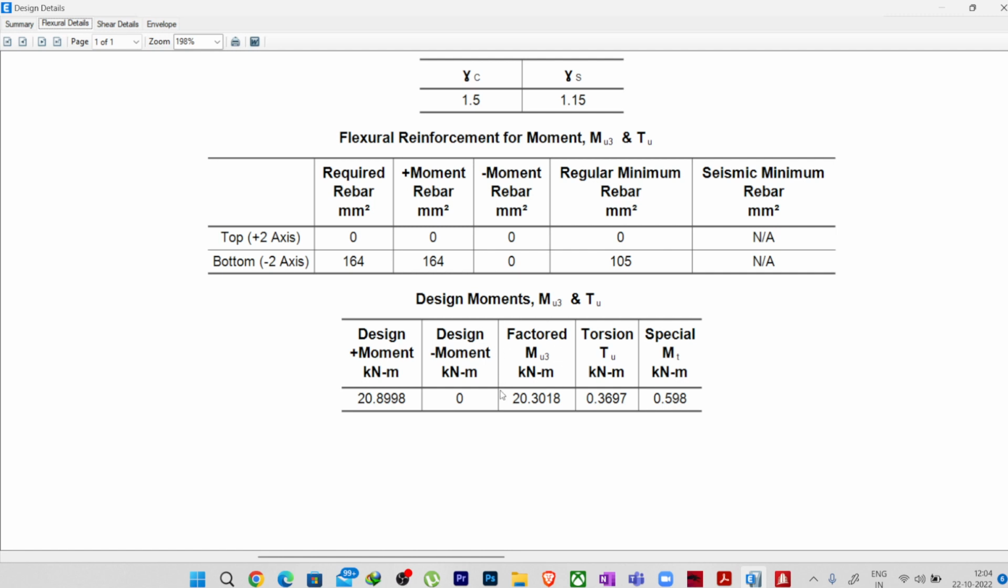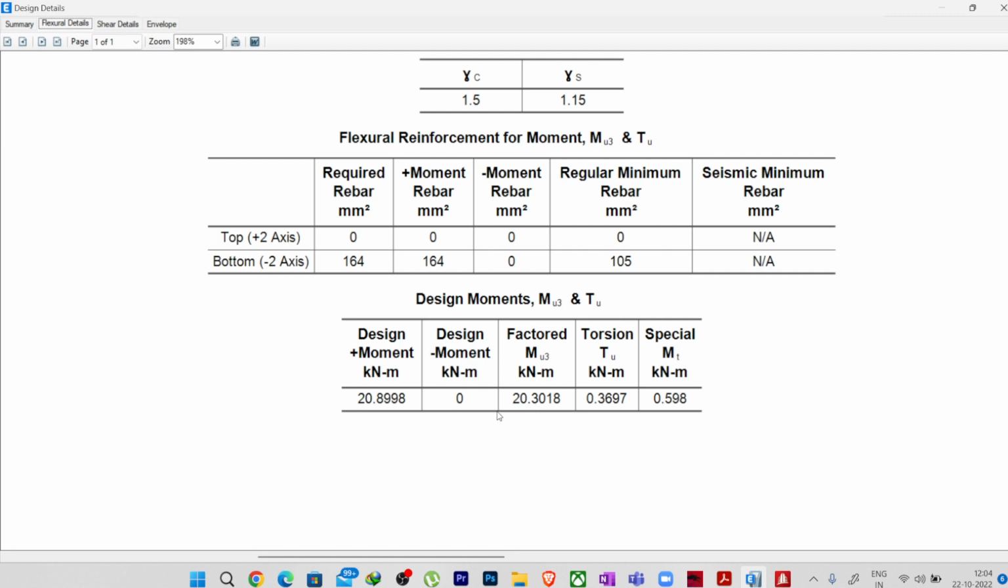Here you can see there are two different moments. One is the design moment, which is given as 20.8998, and here we have the factored moment. So what is the difference between this design moment and factored moment? Why are these values different? As we know, the design moment and factored moment should be the same, right? Because after applying the 1.5 factor, whatever moment we get is our factored moment. Then why are these values differing from each other?